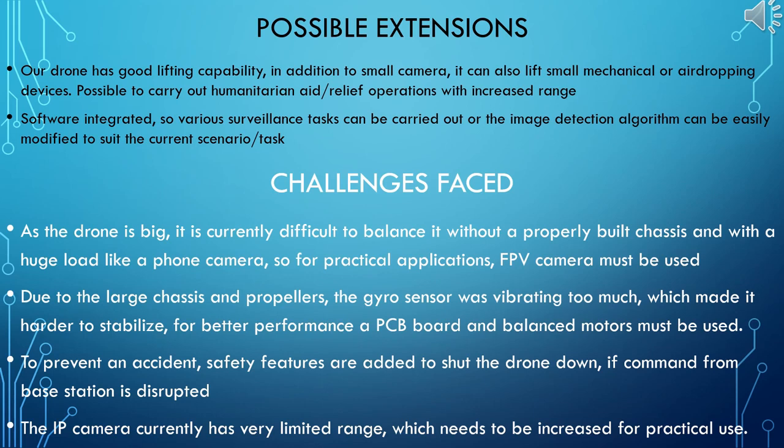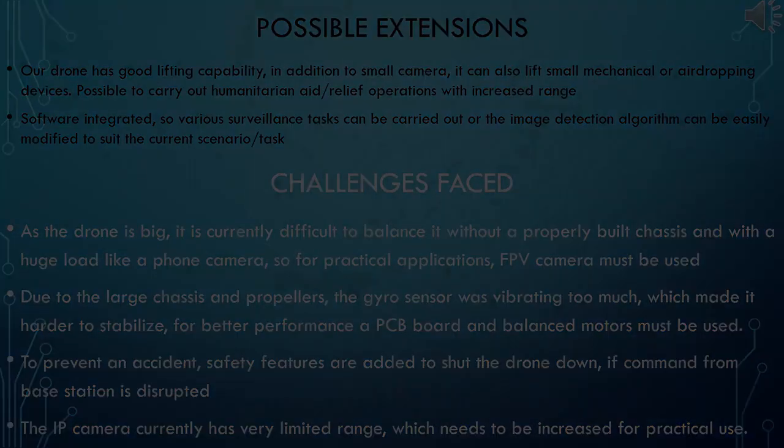Due to the large chassis and propellers, the gyro sensor was vibrating too much, which made it harder to stabilize. Therefore, we acquired less footage to show in our hardware. For better performance, a PCB board and balanced motors must be used. To prevent an accident, safety features are added to shut the drone down if the command from the base station is disrupted. The IP camera currently has very limited range, which needs to be increased for practical usage.